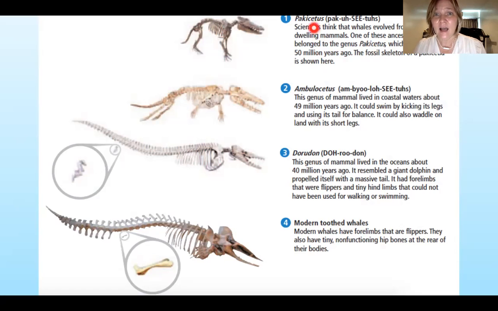And then finally, all the way in the back, Pakicetus. I've got to look because my video is covering that text there. Scientists think that whales evolved from land-dwelling animals. One of these ancestors may have belonged to the genus Pakicetus, which lived about 50 million years ago. The fossil of a Pakicetid is shown here. So that would be the ancestor of the modern toothed whale, which is a land-dwelling mammal.